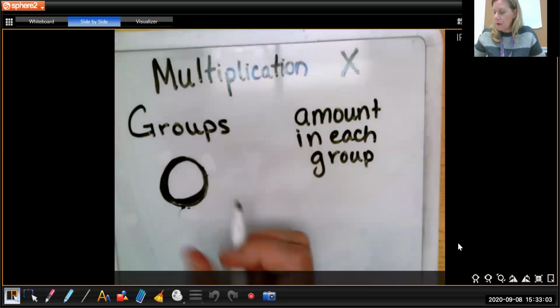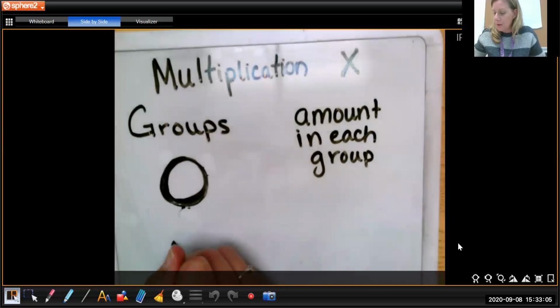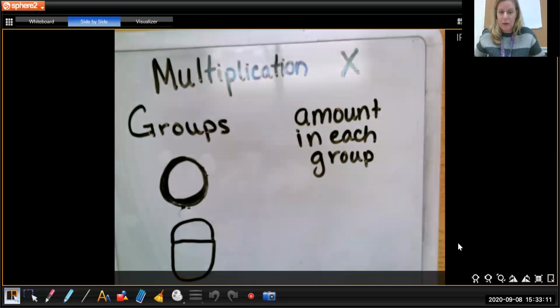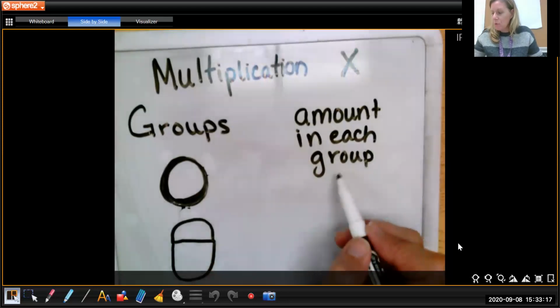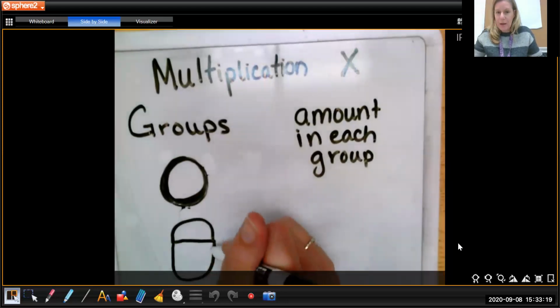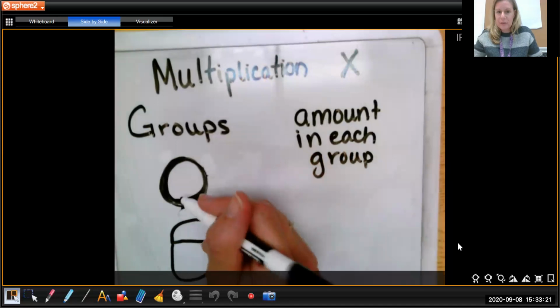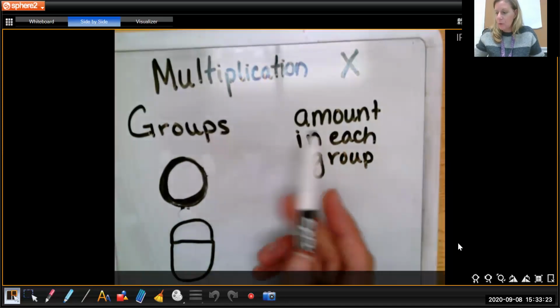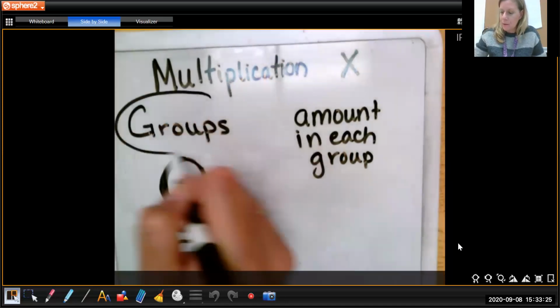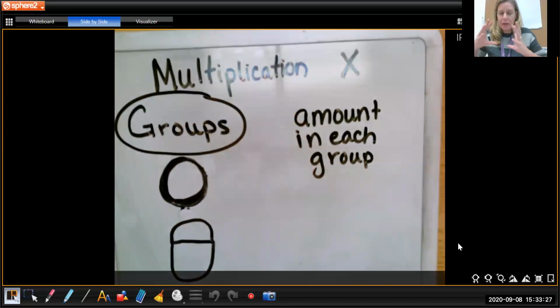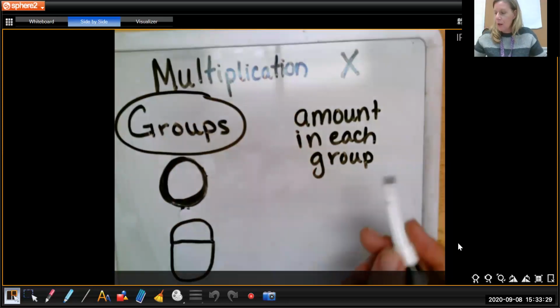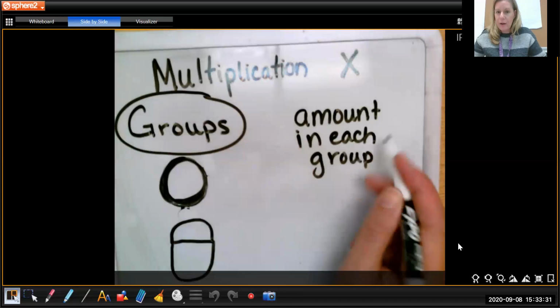You can think of also a bag. A bag is something that we put things into, right? So if I have one bag, I can say I have one group, but I don't know what is in the bag, and I don't know what's at the table yet. So think of something that comes together in a group, and then you need to have an amount in each group.